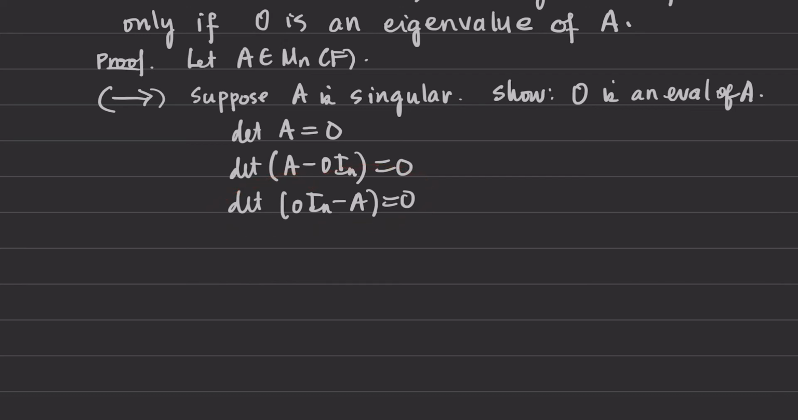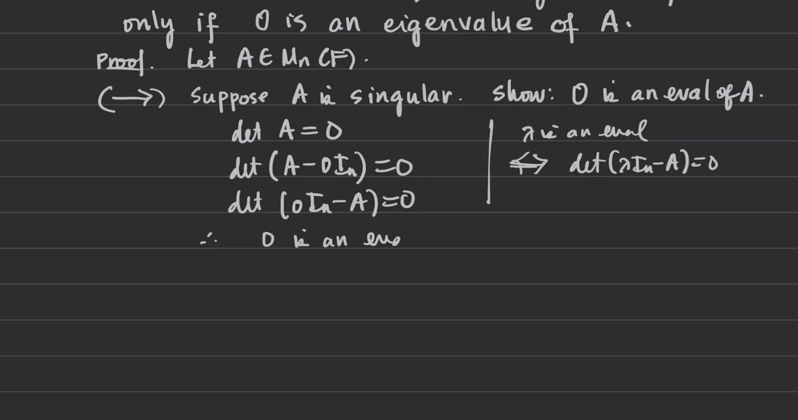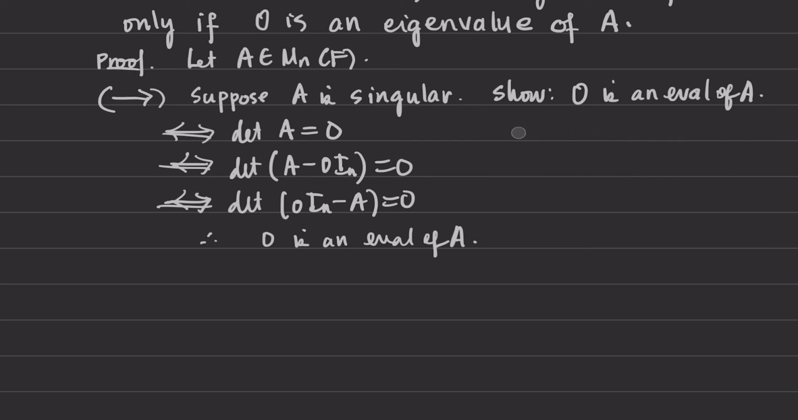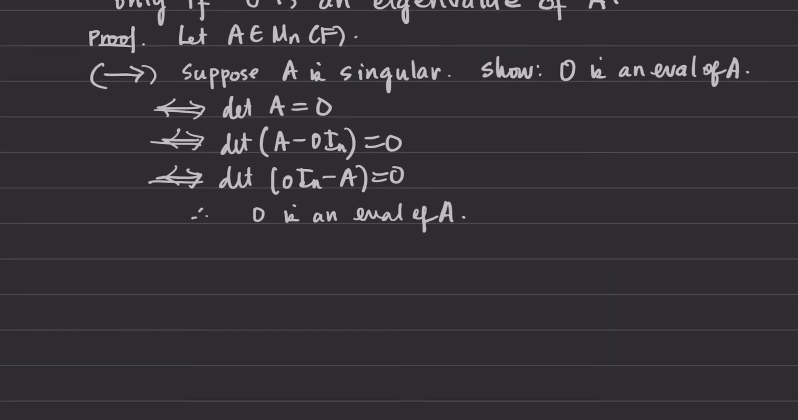Makukuha natin ito. So, anong sinasabi nito? Diba lambda is an eigenvalue if and only if determinant ng lambda I minus A is 0. So, napakita na natin dito na 0 is an eigenvalue of A. So, if and only if yan. Okay? Ayun pabalik.